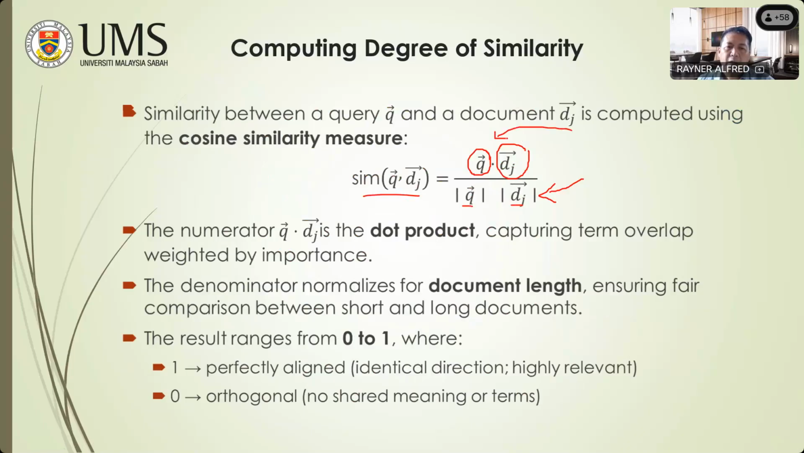Okay. So the result ranges from 0 to 1. The dot product will capture the term overlapping, and the denominator is used to normalize the document and also the query.